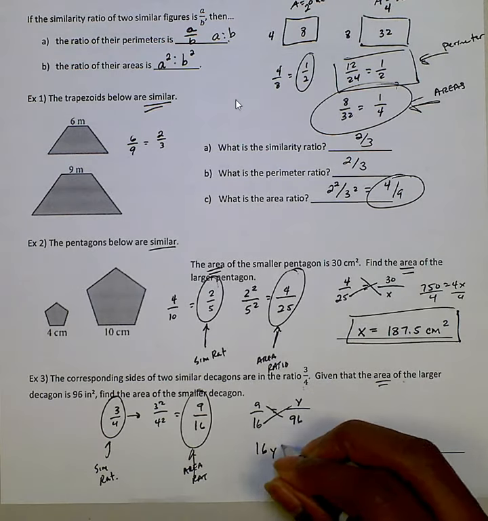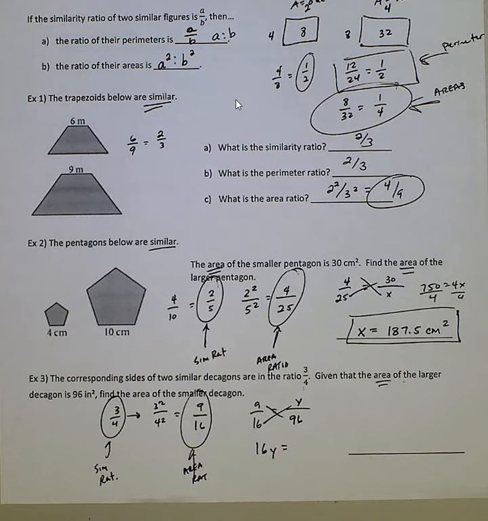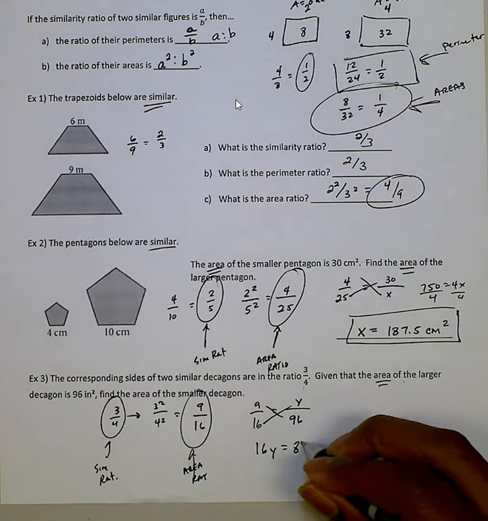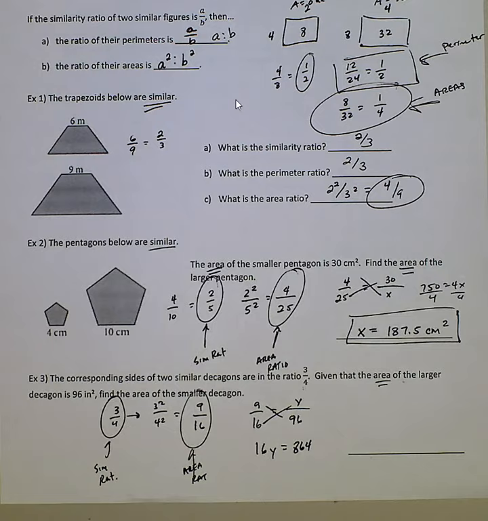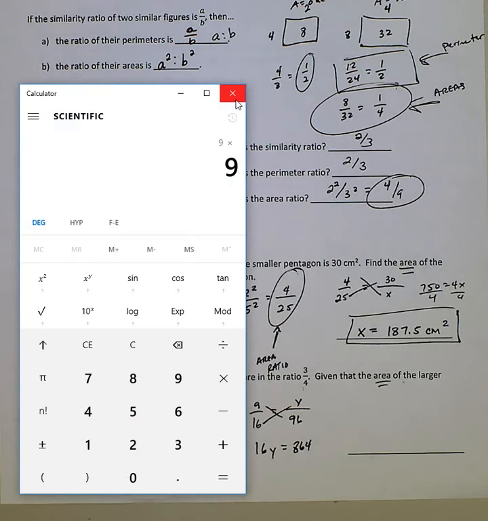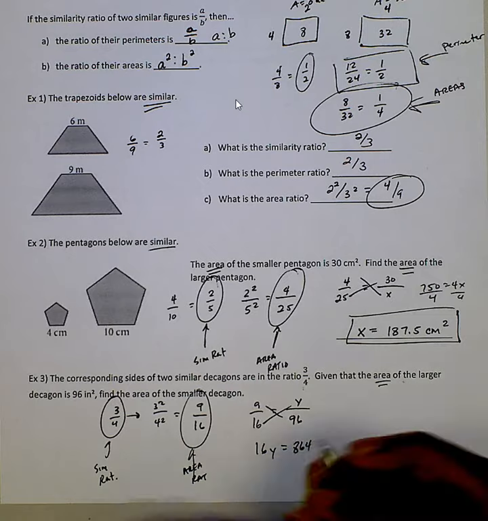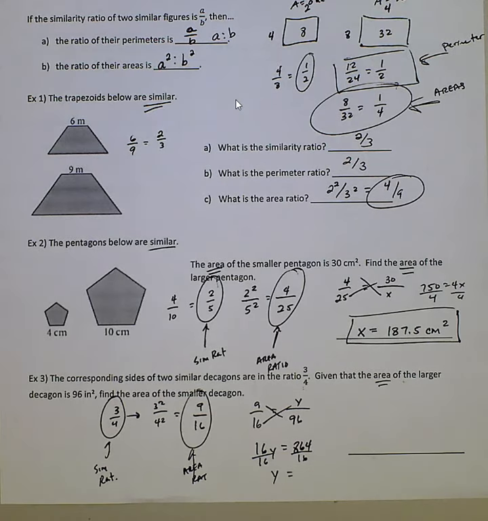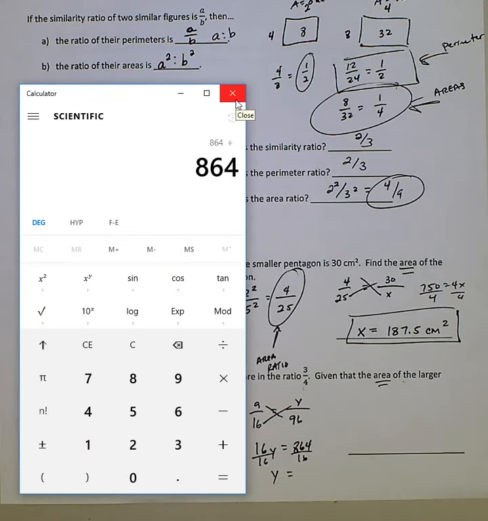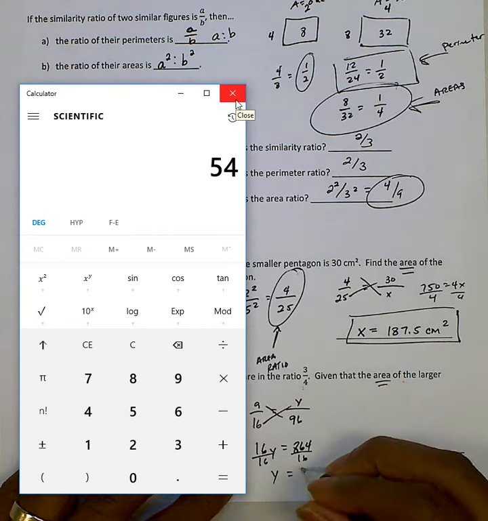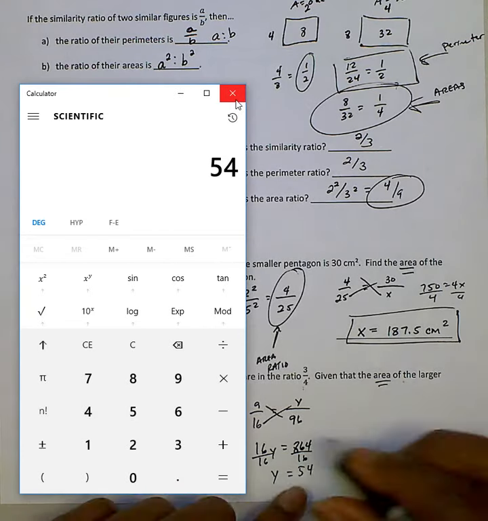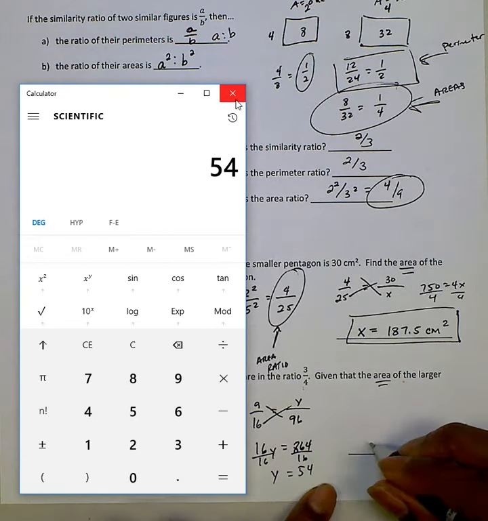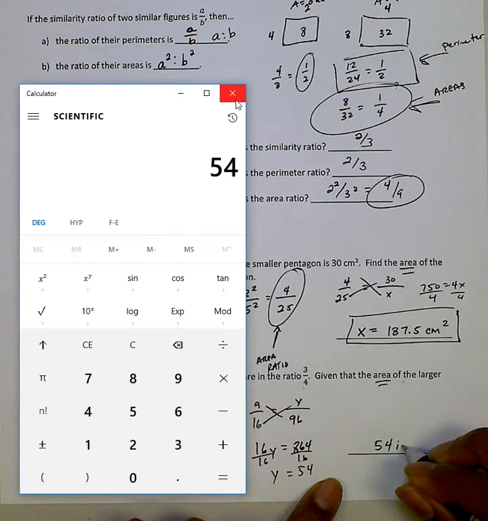16y equals 864. I'll make sure. Don't want to be wrong on YouTube. Okay. And then divide by 16. I should have kept the calculator up because I have no clue. 864 divided by 16 is 54. And so the area of the smaller decagon is 54 inches squared.